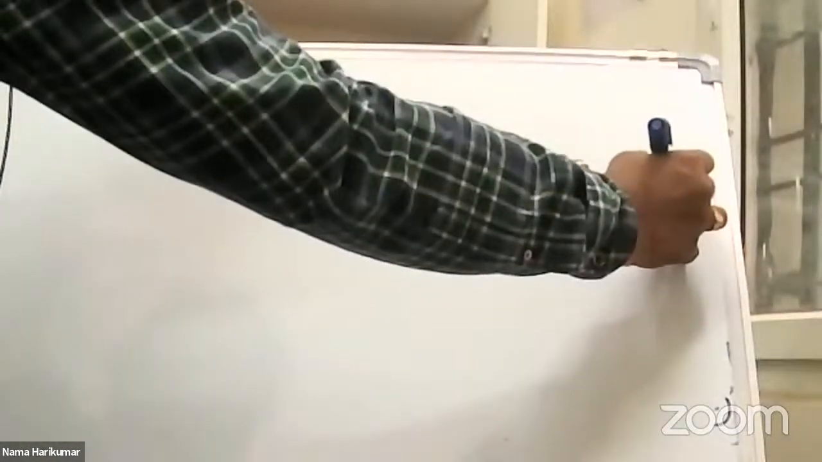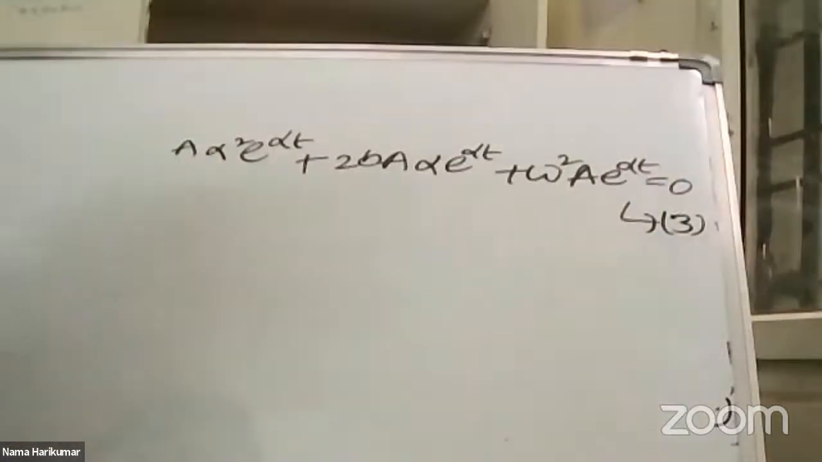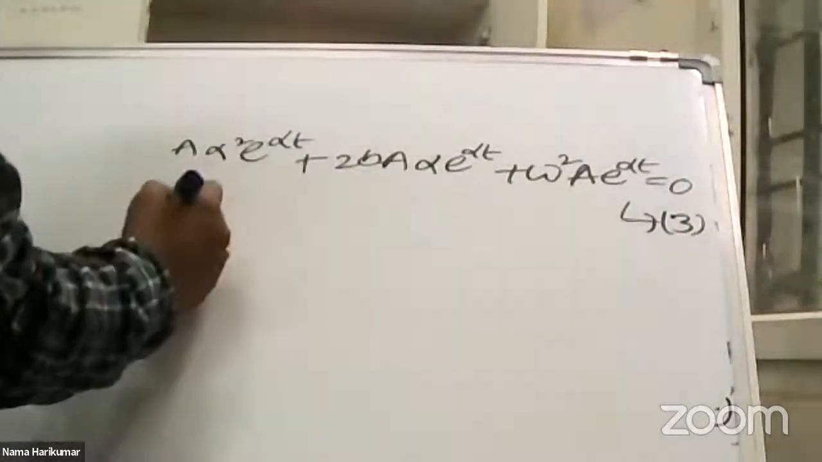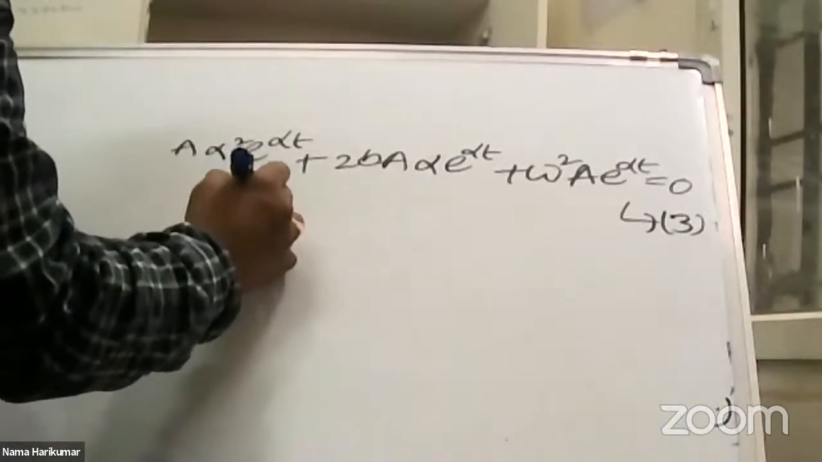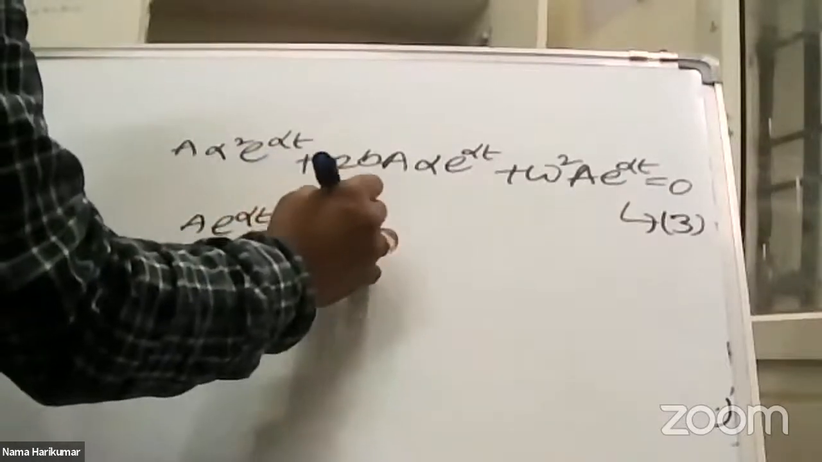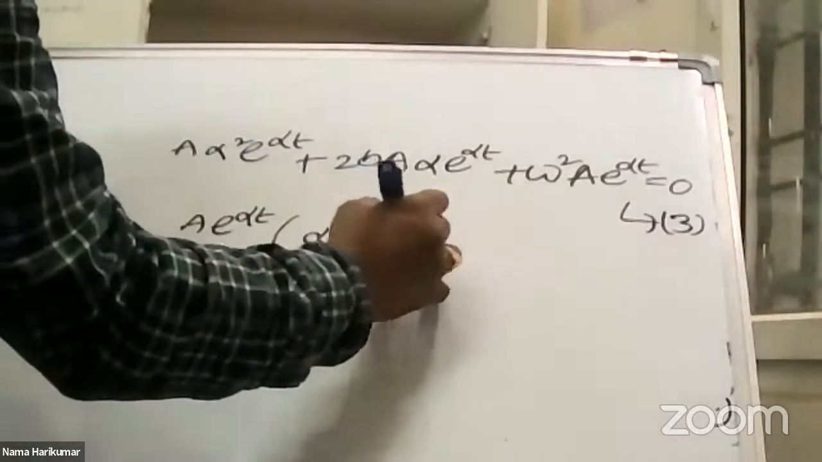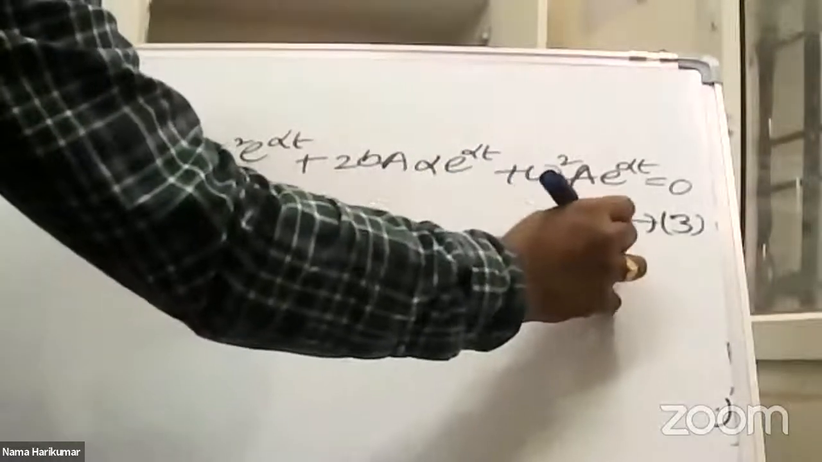So we have substituted the dx by dt and d square x by dt square values in equation 1, and we get an equation. This is equation number 3. In this equation we have a common factor, e to the power of alpha t. So finally alpha square plus 2b alpha plus omega square equals 0. Is that clear? e to the power of alpha t is common.